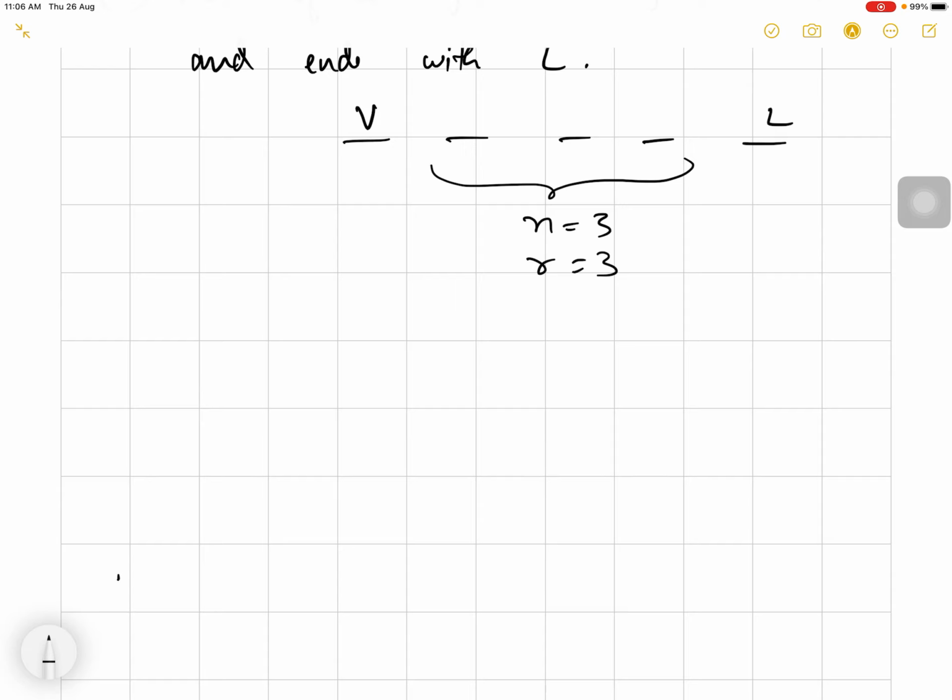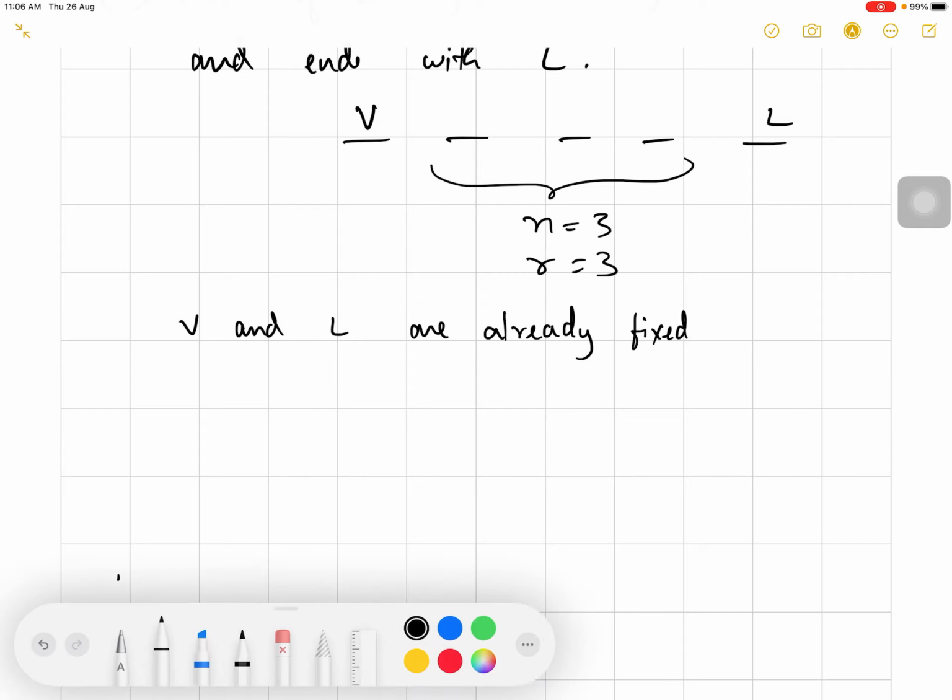So I'll just write the explanation. V and L are already fixed, okay, or you can write V and L are already filled with fixed position. That would be better.